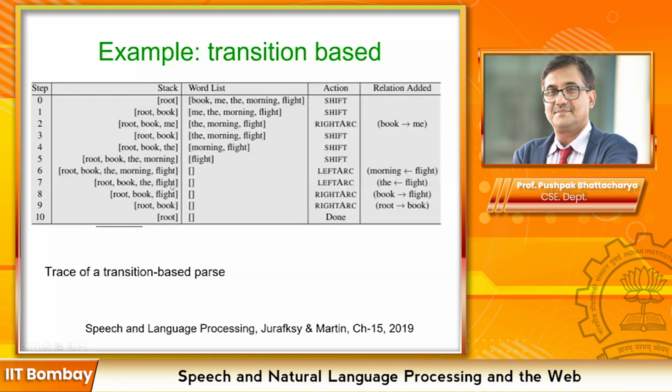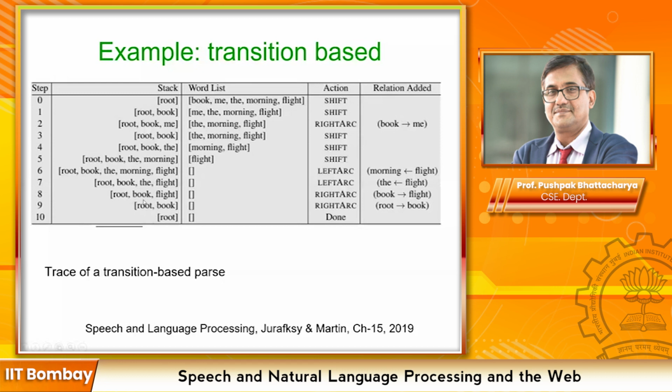leaving flight. The and flight are now adjacent to each other. Another arc between the and flight. Why left? Because the is physically to the left of flight in the sentence. The, being the modifier, goes out of the stack. Now I have root, book, and flight. Book and flight. Flight is coming to the right of book. So if at all any arcing is done, that will be a right arc. Okay. So book and flight are linked with a right arc.